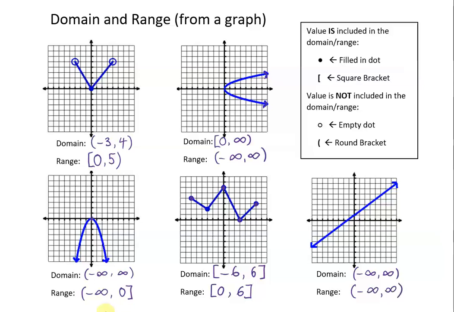Using those round brackets, because although we can get close to infinity, we can never actually reach it because there's always a bigger value. So that's how we find our domain and range from the graph in interval notation.